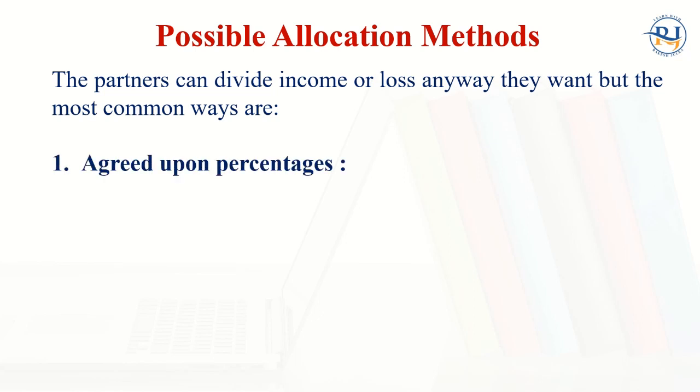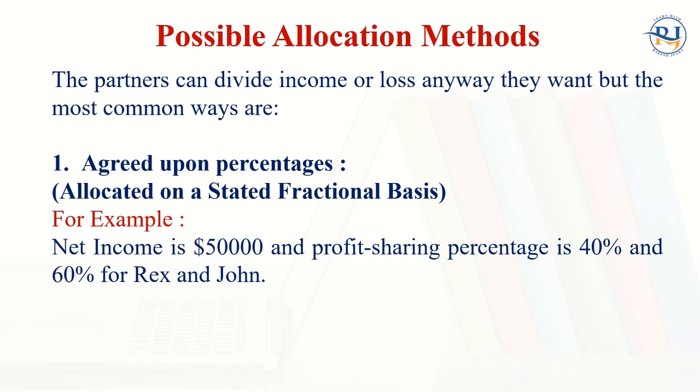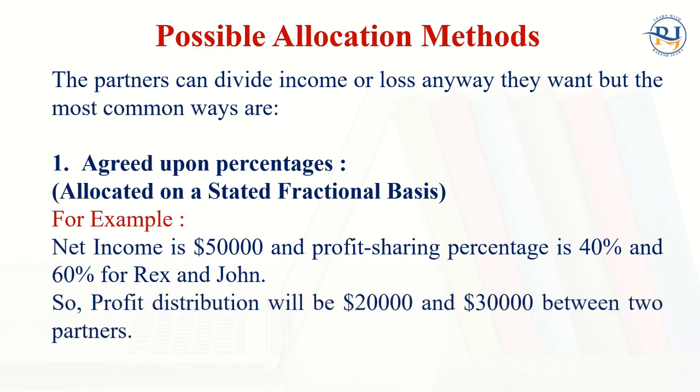The partners can divide income or losses any way they want, but the most common way is an agreed-upon percentage, meaning allocated on the stated fractional basis. For example, net income is $50,000 and the profit sharing ratio is 40% and 60% between Rex and John. So the profit distribution will be $20,000 and $30,000 between the two partners. Means 40% of 50,000 and 60% of 50,000. So 20,000 and 30,000 respectively for both partners, Rex and John.